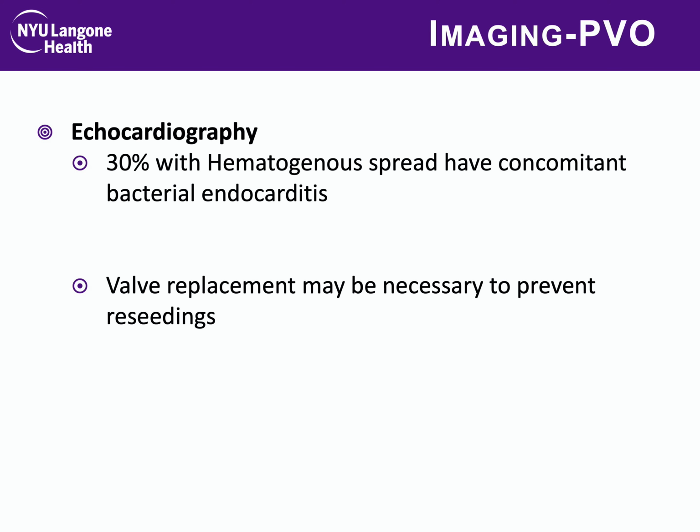So 30% of the patients who have PVO due to hematogenous spread have concomitant bacterial endocarditis. Echo will be the answer choice if a patient has been infected, successfully treated and reinfected, or if they develop infections in different locations. Valve replacement may be necessary to prevent reseeding.